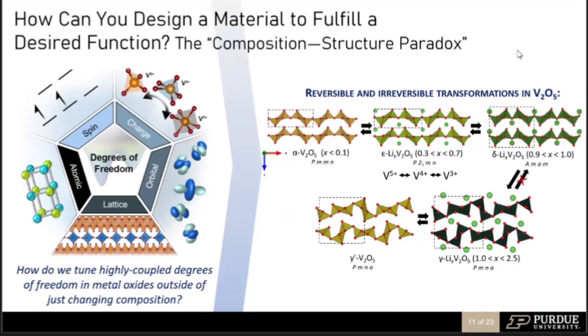The way these things work is that they typically charge couple the cations and the electrons in the structure, and engender a lot of phase transformations that really limit the capacity of the platform. So when you go to the material and try to make it better, how do you go back to the drawing board? How do you go back to the periodic table and say, I'm going to design something better?